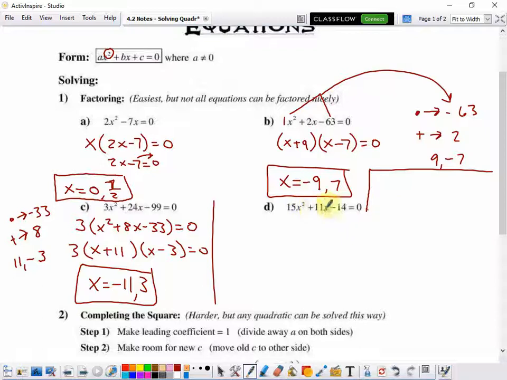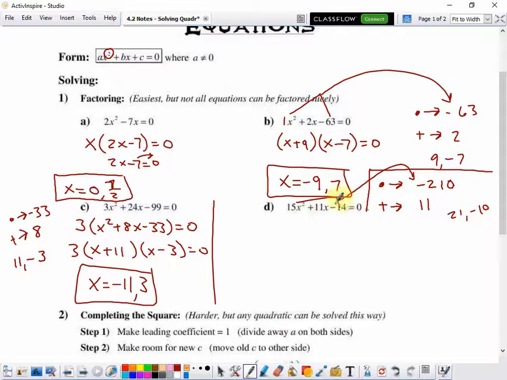So my number that I need to multiply to is A times C, 15 times negative 14. And 15 times negative 14 is negative 210. I'm adding to B, which is 11. Okay, so two numbers that multiply to negative 210 and add to 11. I'm thinking 21 and negative 10. So 21 plus negative 10 is 11. 21 times negative 10 is negative 210.